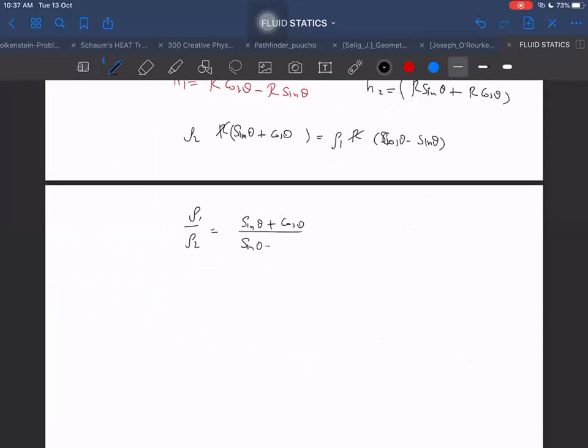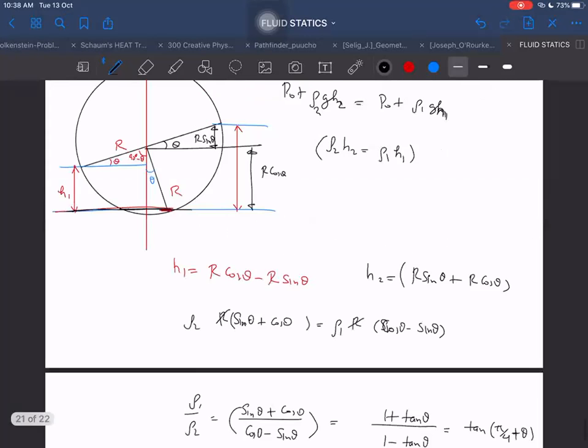Divide by cos theta on both sides. We get 1 plus tan theta by 1 minus tan theta. Tan 45 is 1, so that is tan of pi by 4 plus theta. Correct. That is the answer. Thank you.